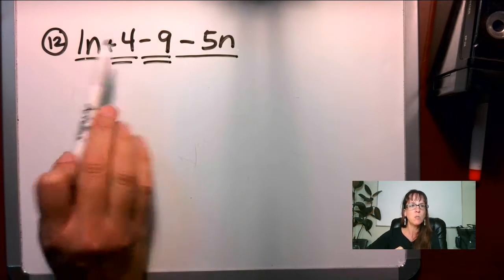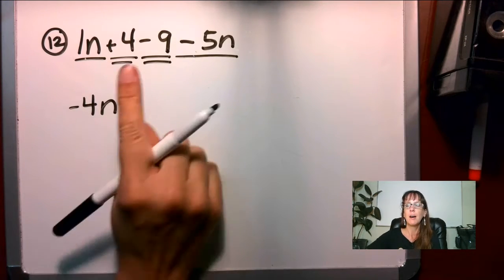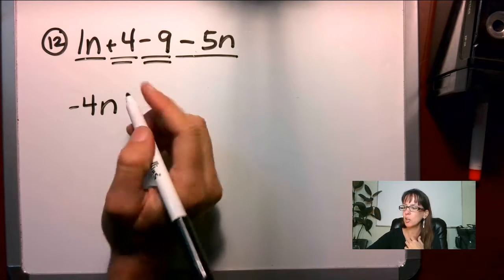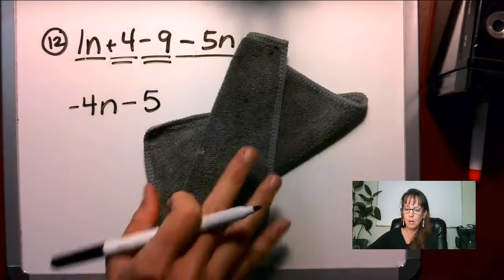So we'll start with our n's, 1n minus 5n, that gives us negative 4n. Positive 4 and negative 9, the negative team is larger by how many? By 5. All right, hopefully that helped you for page 5.